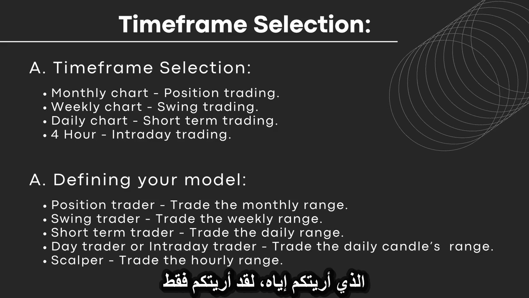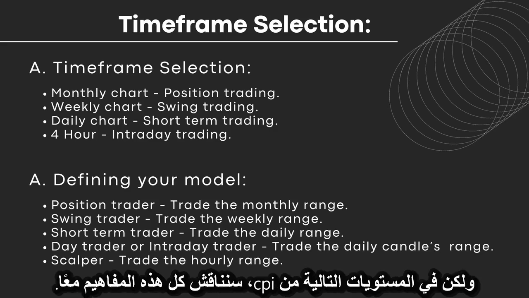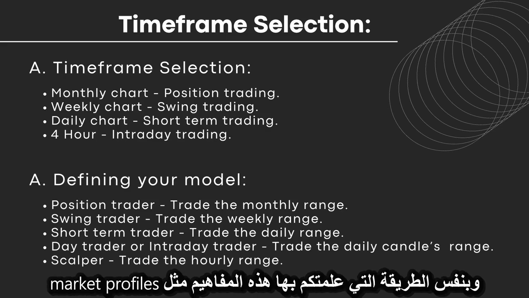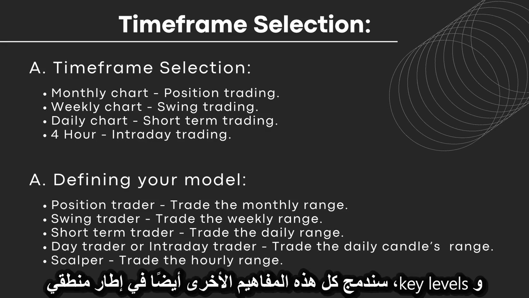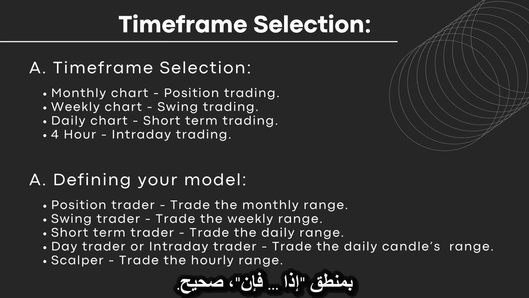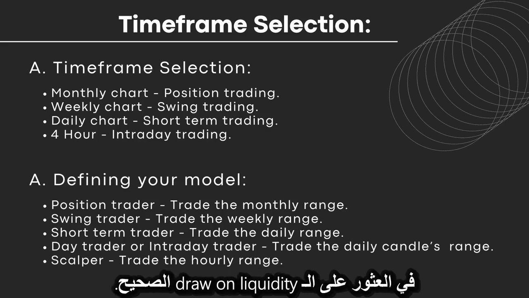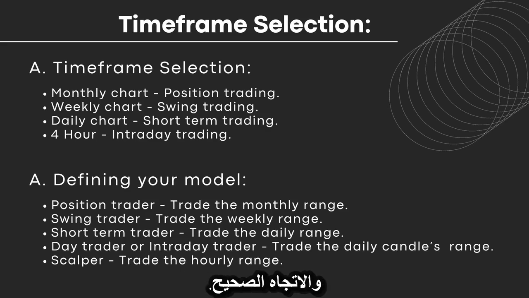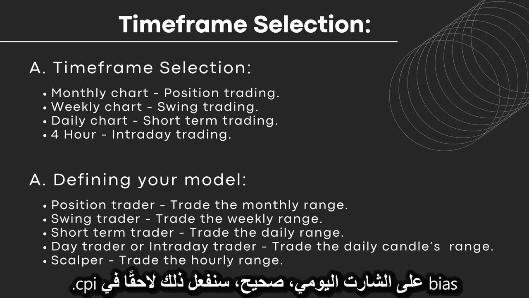I've only shown you market profile and key levels till now, but in the next levels of CPI, we're gonna discuss all of these concepts together, and in the same way I've taught you concepts like market profiles and key levels, we're gonna integrate all these other ones too in a logical framework with an if and then logic, right? And we're going to use them in a system so that they can help us in finding the correct draw on liquidity and the correct directional bias on the daily chart, right? We're going to do that later in CPI.